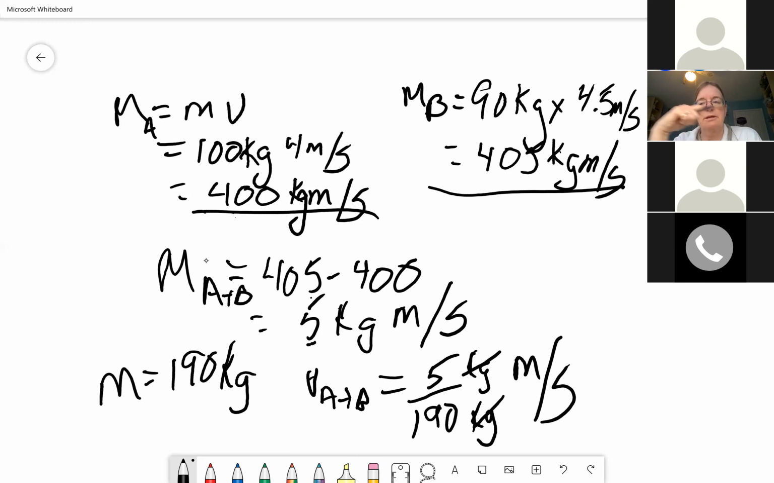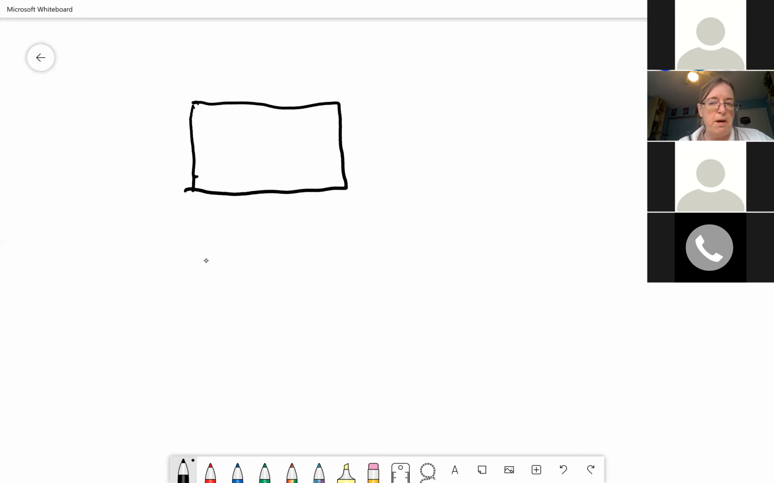Well, if something's sitting here, so think about this. This is a box. This is the free body diagram of the box. And so the first thing we're going to do is put the weight of the box in, right? Yes.